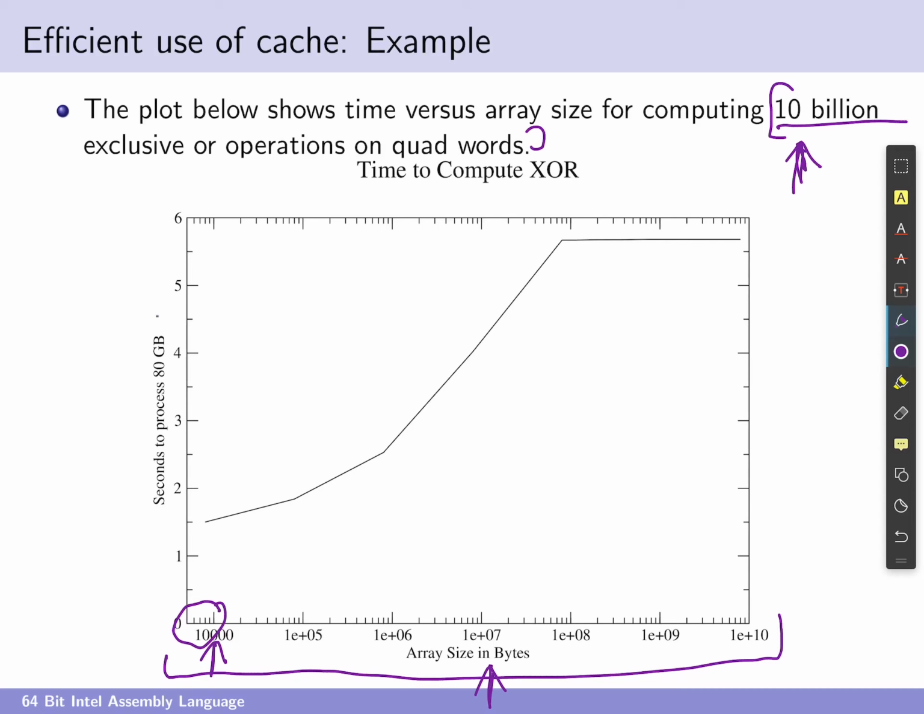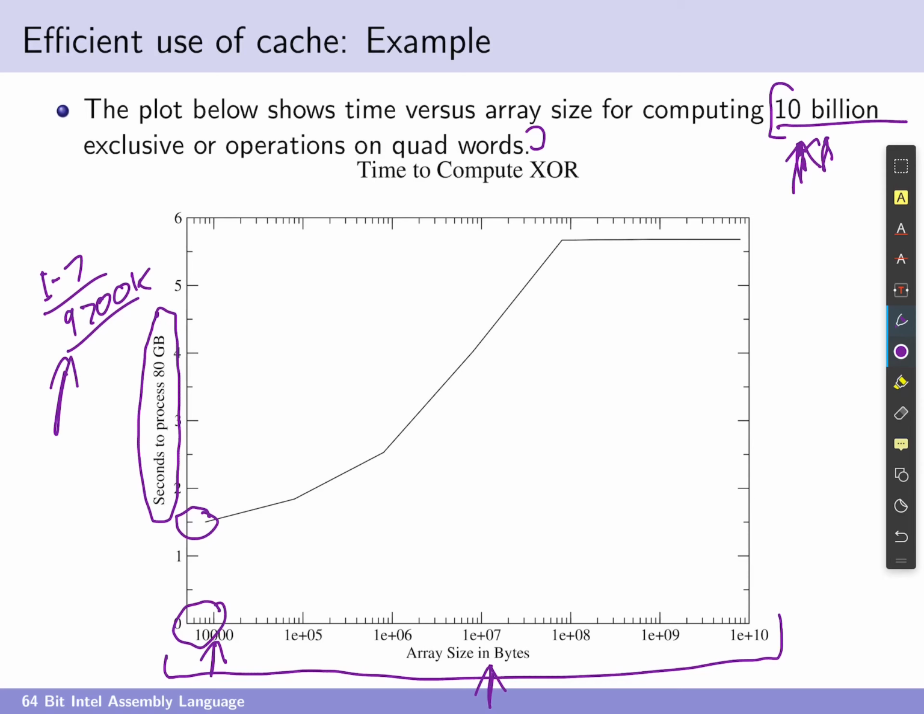So you'll see on the left-hand side, on the y-axis, we have the seconds to process 80 gigabytes. That's basically because 10 billion quad words is 80 gigabytes of data. And you'll see that if we have a small array of 10,000, we can actually process that 80 gigabytes in 1.5 seconds. Okay, this graph is a little bit old. It was from the first i7 generation. I think this was on a 920 processor, so this is, I think, 2007. So it's an old i7 processor, but the principle here stays exactly the same.